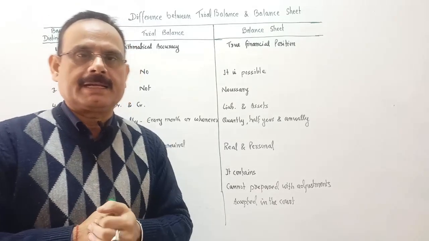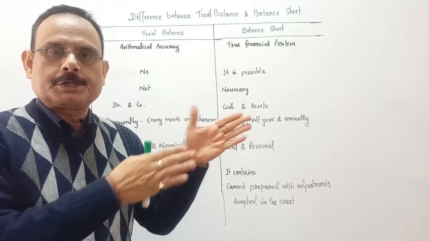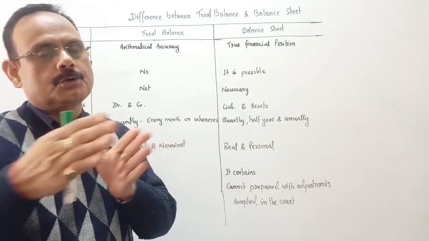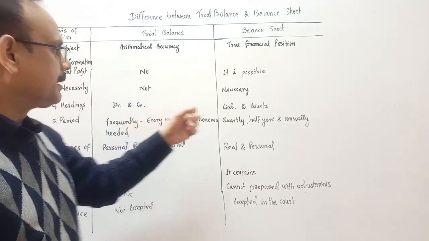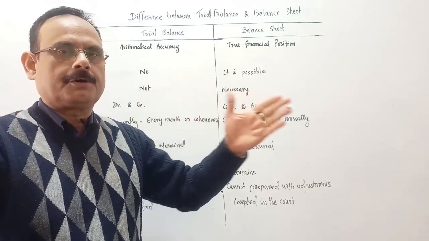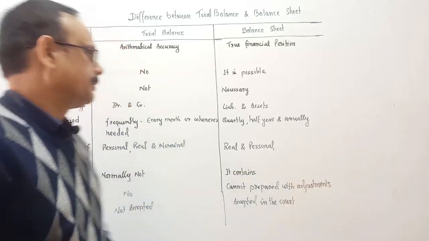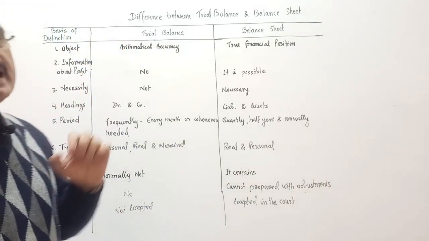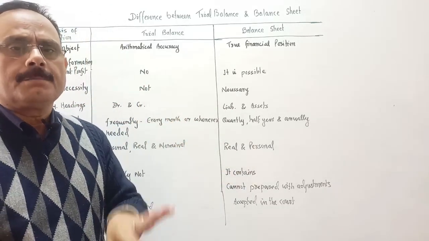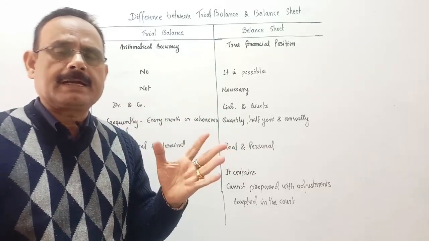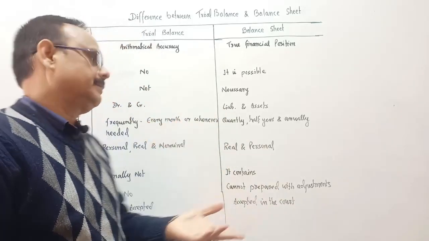Headings. When we prepare the trial balance, the format has particulars, ledger folio, and 2 columns for the amount, one for debit, another for credit. But when we prepare the balance sheet, it is in T-shape form. The left hand side is liabilities and the right hand side is assets. So this is the difference. Period: trial balance may be prepared frequently, maybe monthly, quarterly, as and when required. But balance sheet is not prepared frequently. It may be prepared quarterly, half yearly, or at the end of the financial year.